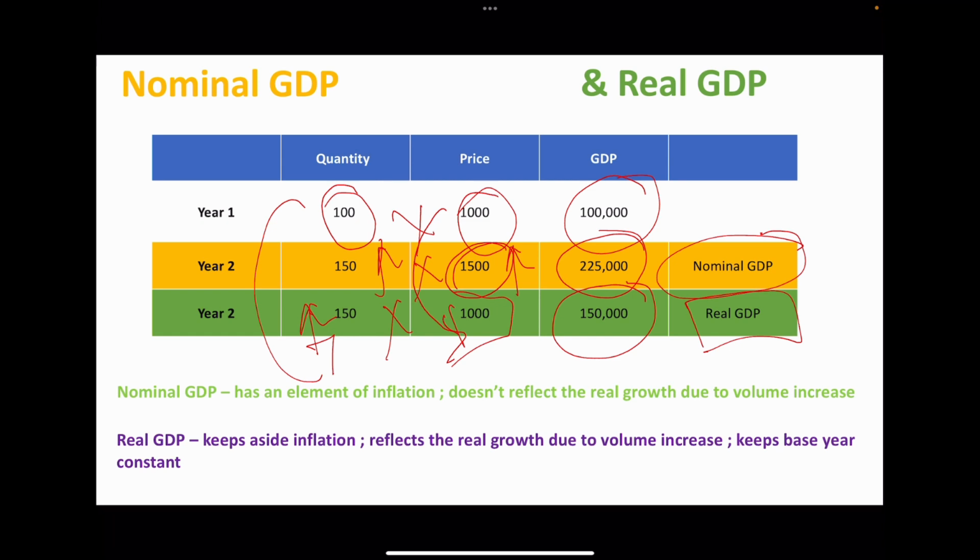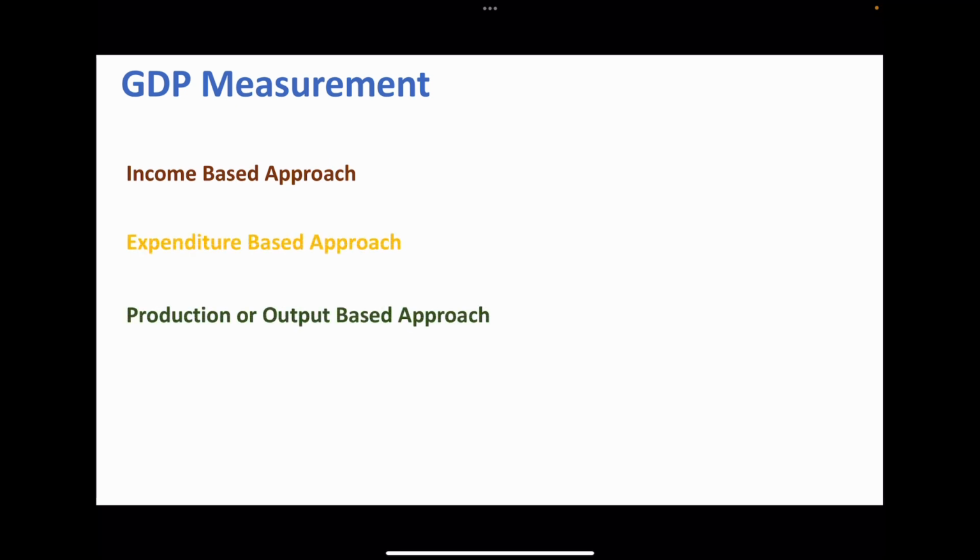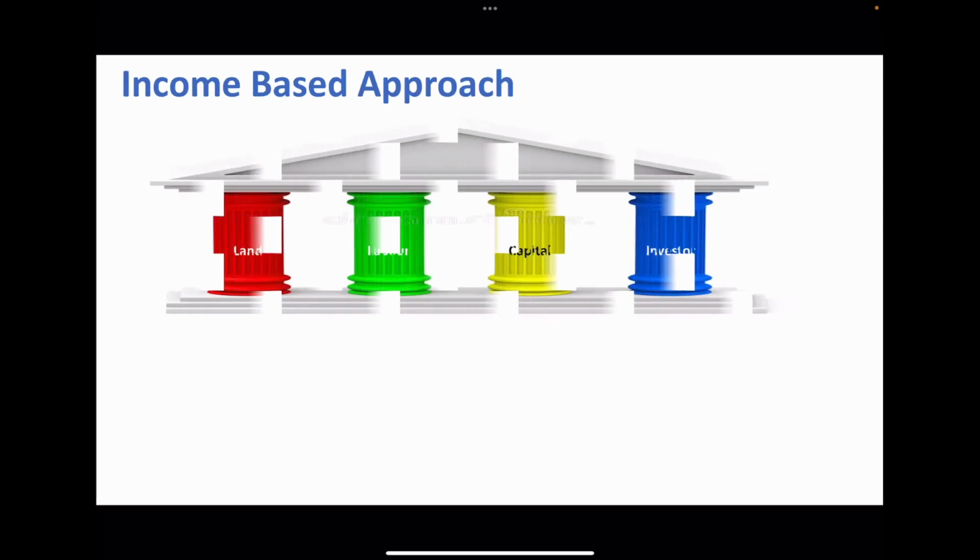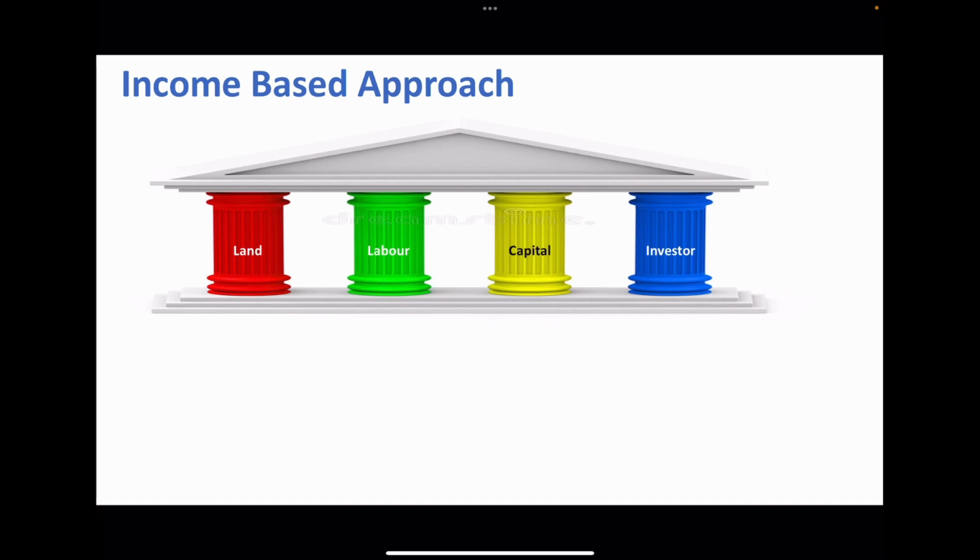Moving on, what are the ways in which GDP is measured or calculated? You've got the income approach, the expenditure approach, and the product or output based approach. Let us start with the income based approach. As the name suggests, this type of GDP calculation is based on the total income derived as a result of production of finished goods.